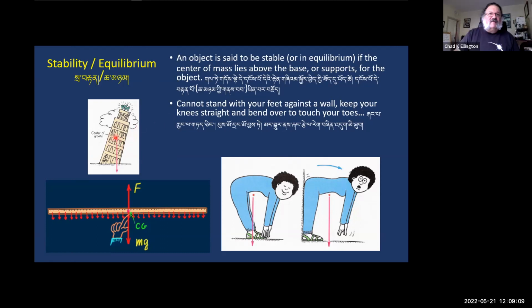So buildings have to have the center of mass or the center of gravity be above one of the bottom of the building.